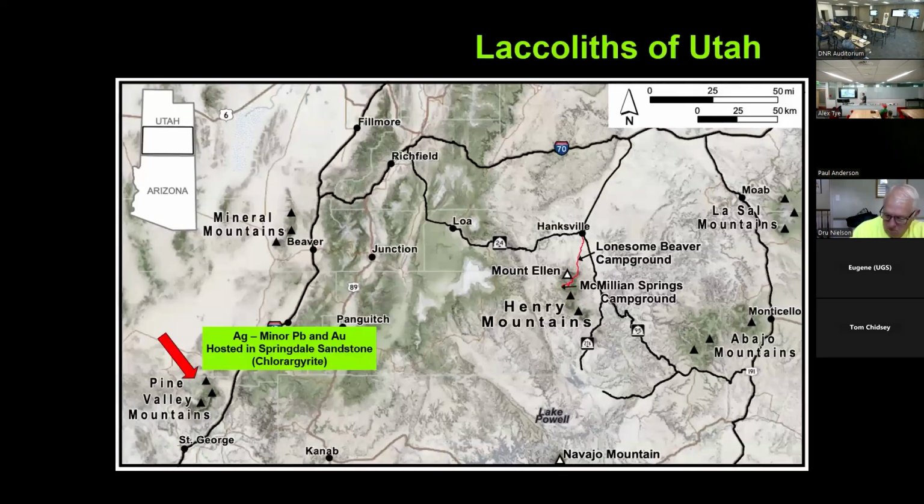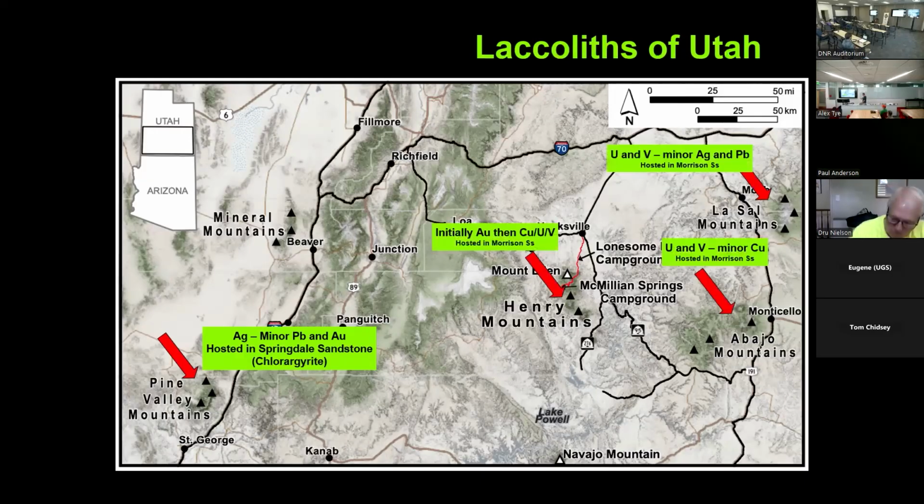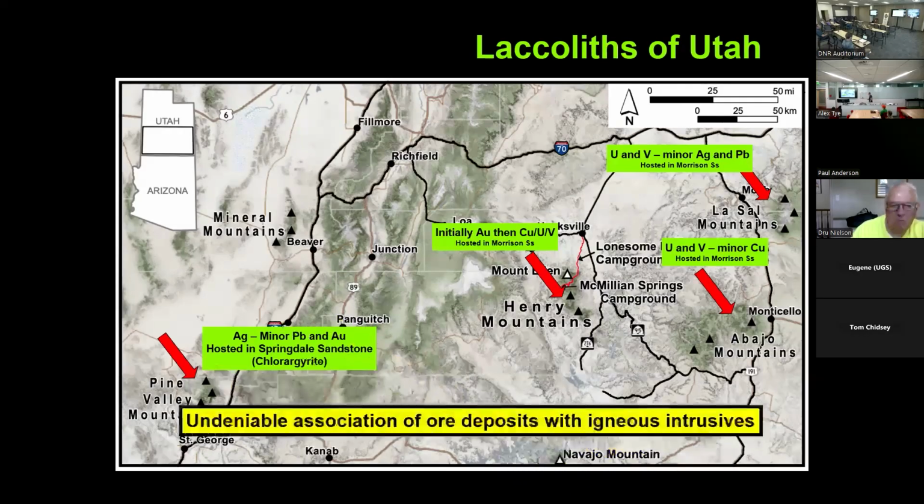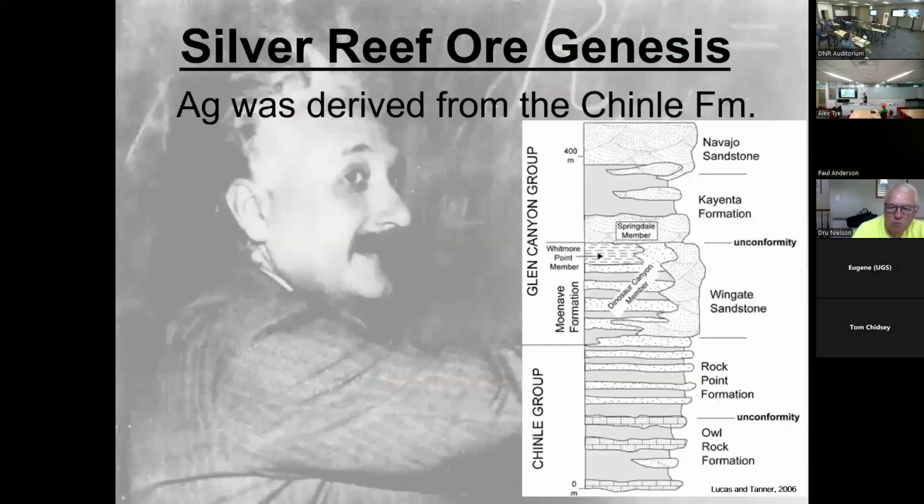So we had silver at Silver Reef. We also have a little bit of silver at the Henry Mountains, but mainly uranium and vanadium associated with those particular laccoliths. So there's an undeniable association of ore deposits with these igneous intrusive bodies, okay, in my opinion.